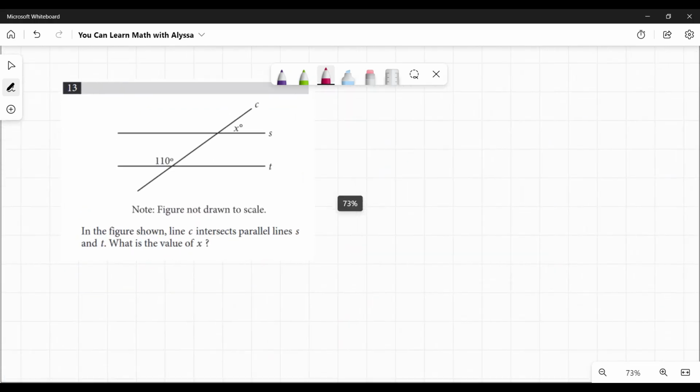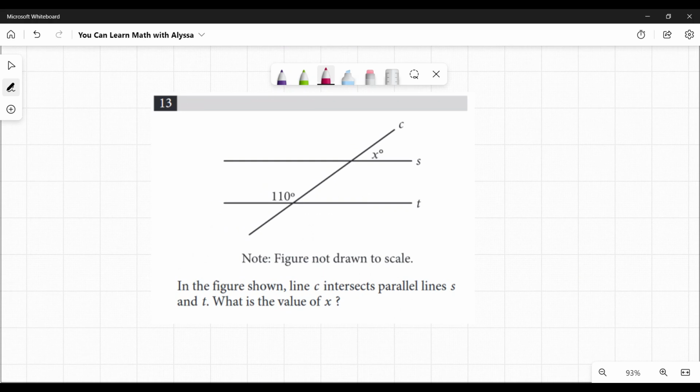Number 13, I'm going to zoom in on this one. Figure is not drawn to scale. In the figure shown, line C intersects parallel lines S and T. What is the value of X? So they are testing your knowledge of parallel lines and transversals. That's what you would look up if you are trying to find reference on this.